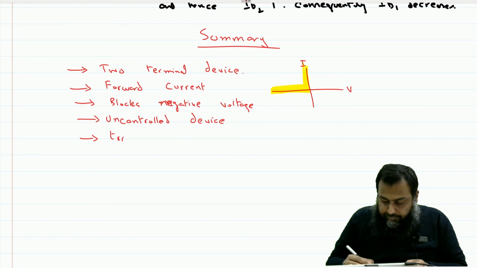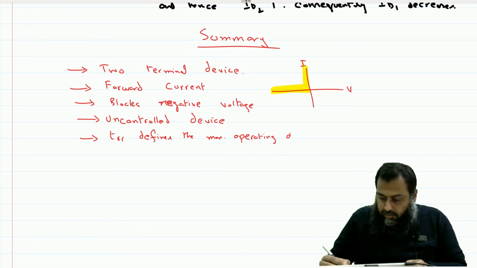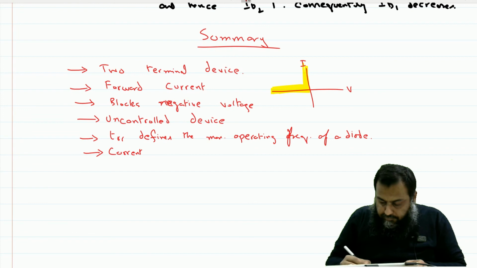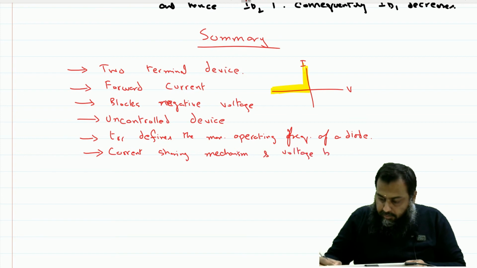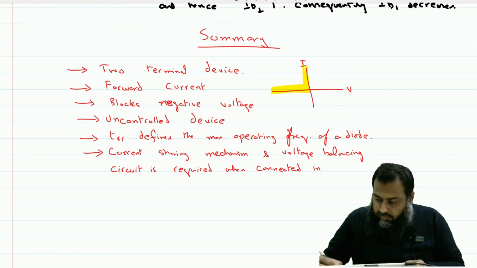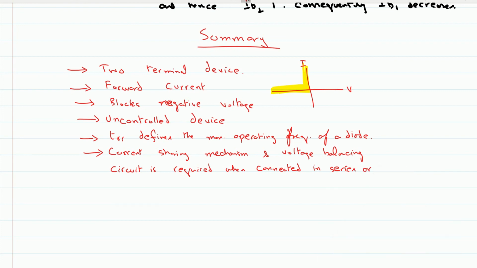The reverse recovery time TRR defines the maximum operating frequency of a diode, right? And lastly, the current sharing mechanism and the voltage balancing circuit are required when diodes are connected in series or in parallel, respectively.